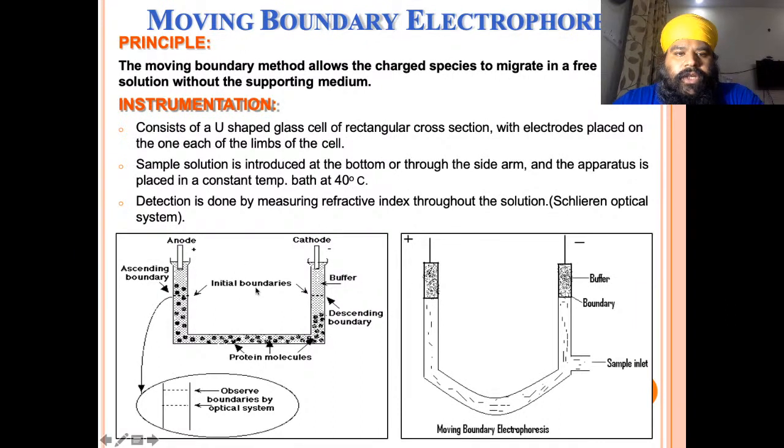So this is your initial boundary, where you have these molecules with anode and cathode, and then you run your samples between them, and they are separated according to their charge. So these are the observed boundaries by the optical system.